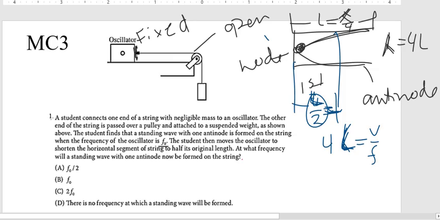Let's just compare length to frequency. Looks like they are inversely proportional. So if I have half my length, guess what? They want to find at what frequency a standing wave with the first harmonic will be found. If I have half the length, I must have double the frequency.